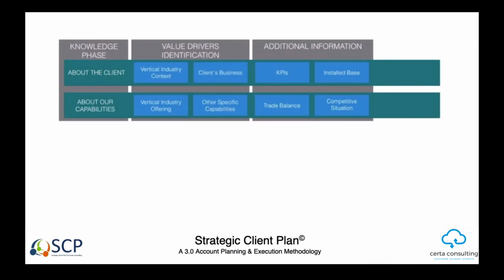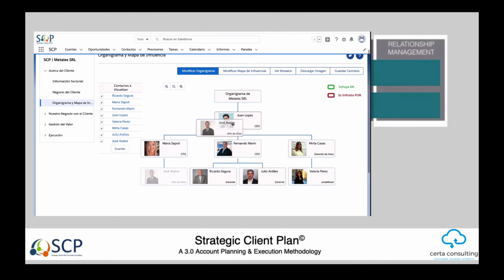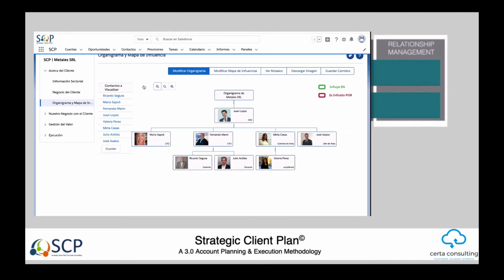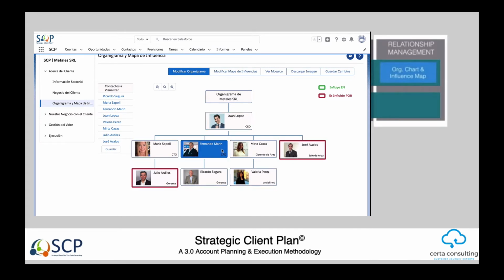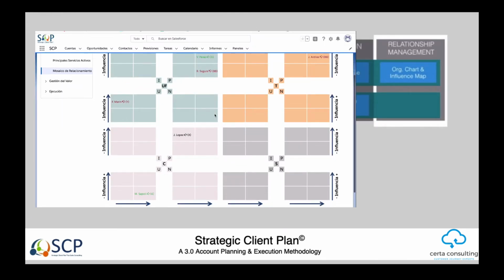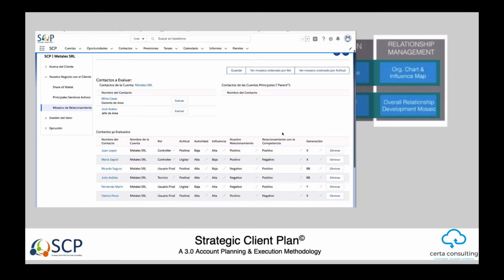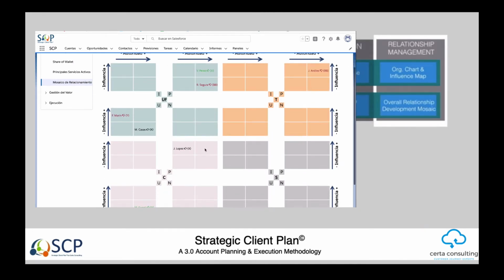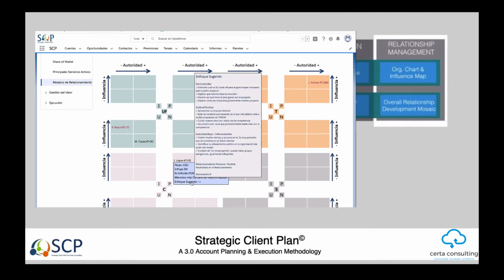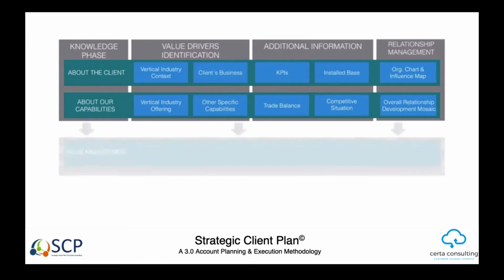Moving forward, given its importance, the relationship management deserves a separate chapter in the methodology. We will start by creating the client's organization chart and the influence map, complemented by the relationship development mosaic. The mosaic is a powerful tool that allows us to obtain a roadmap for the development of the relationship with the client by systematically and holistically assessing each of our client's contacts. Having done this, we will be ready to start the value management process.